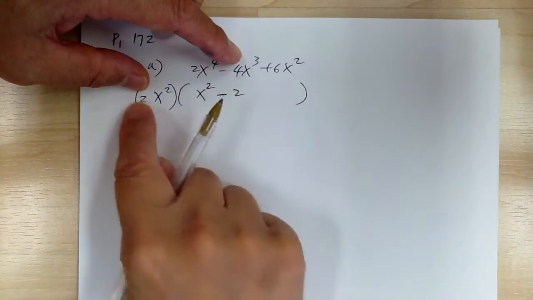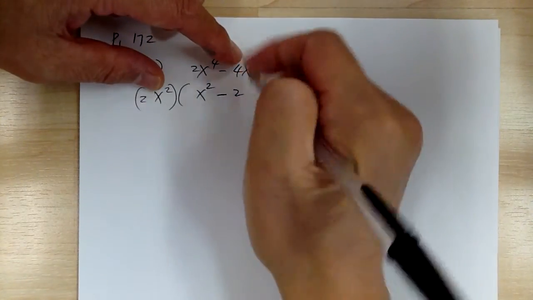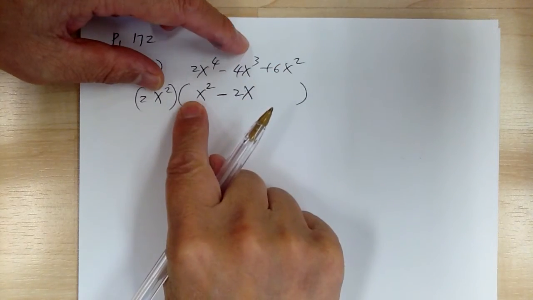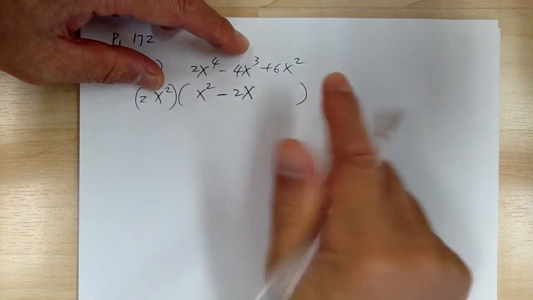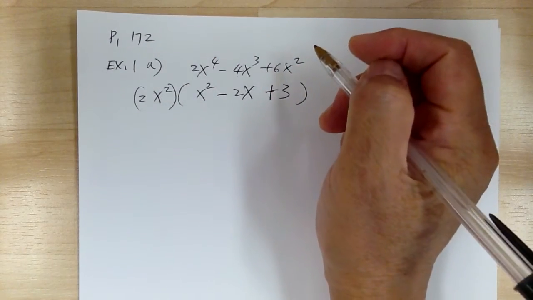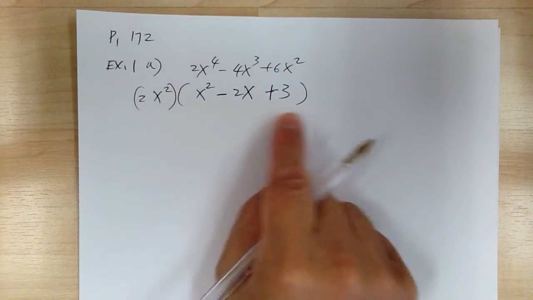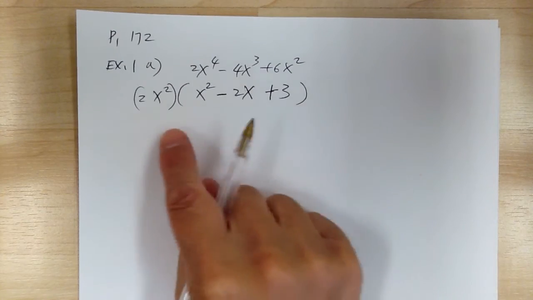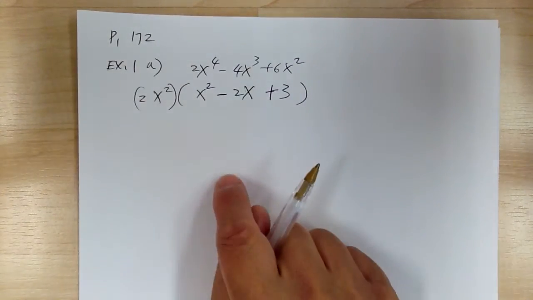So this would be a 2, right? 2 times 2 gives you 4. And it would be x. Again, notice this would be in decreasing order, right? And this would be plus 3. And so this is called a common factor. So step 1, common factor, factor what they have in common.